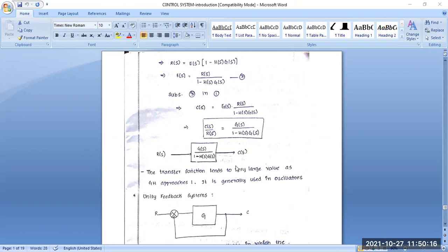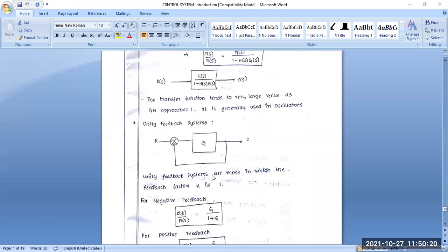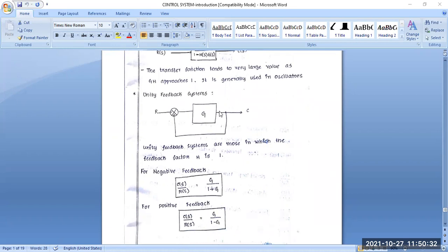Next, another term, the unity feedback system. Its transfer function tends to a very large value as G(s)H(s) approaches 1, and it is generally used in oscillators. So this is basically unity feedback, where the output is also connected to the reference point or set point. This is the input, this is the output, this is the feedback loop, and this is the controller part denoted by G. A unity feedback system is one in which the feedback factor H(s) equals 1. When the feedback gain H equals 1, it is called a unity feedback system, and this is the basic diagram for the unity feedback system.